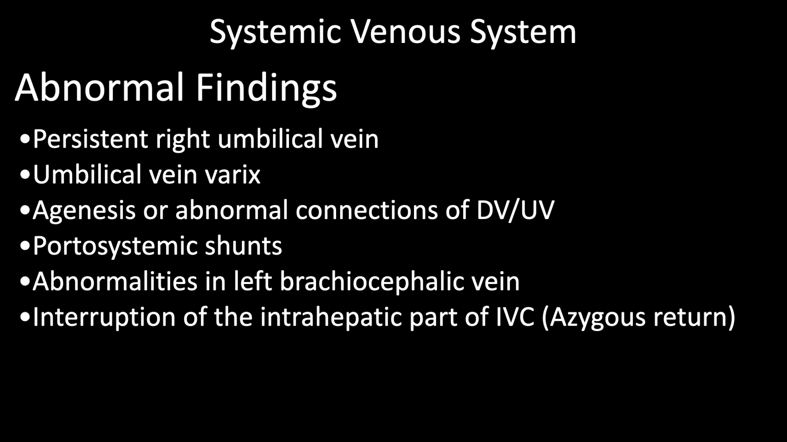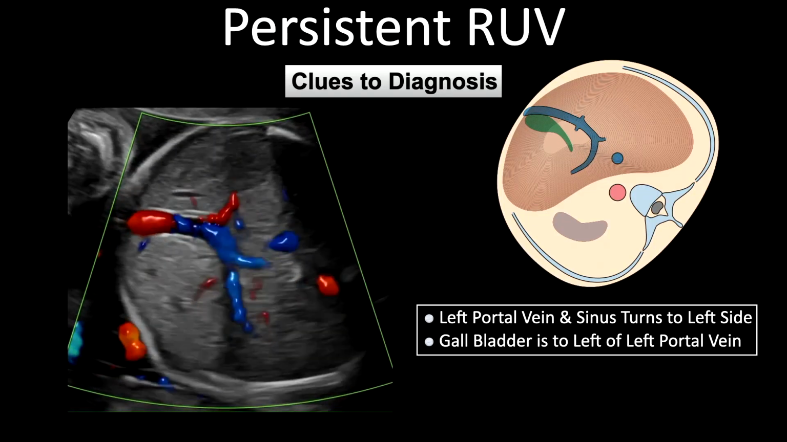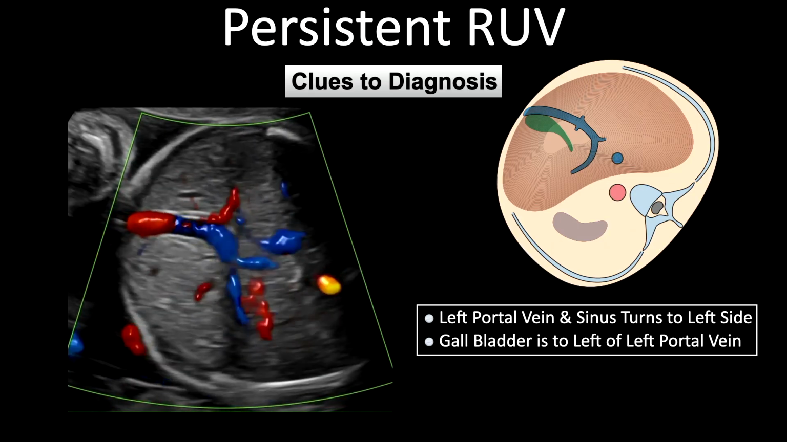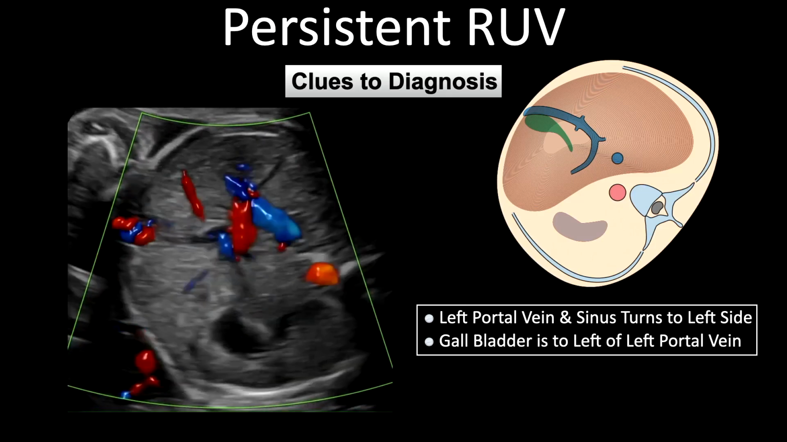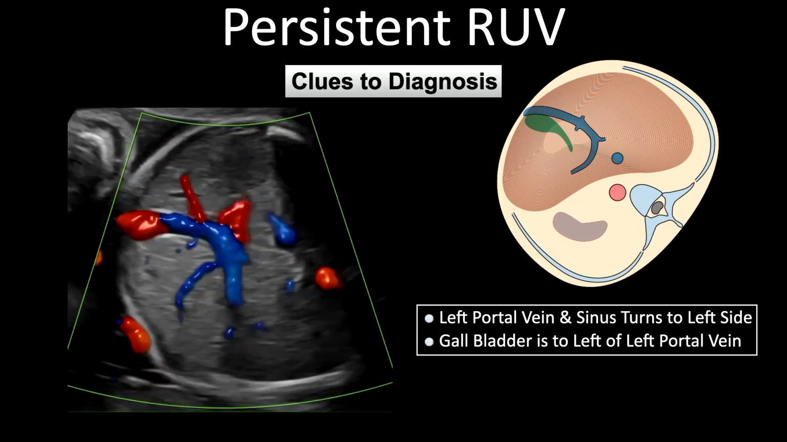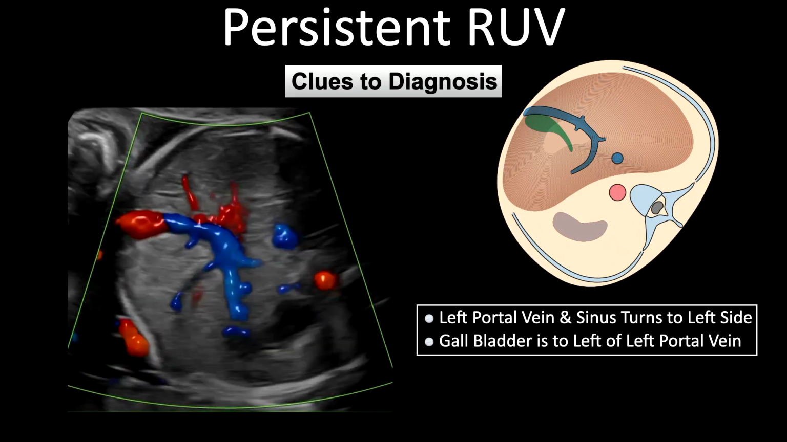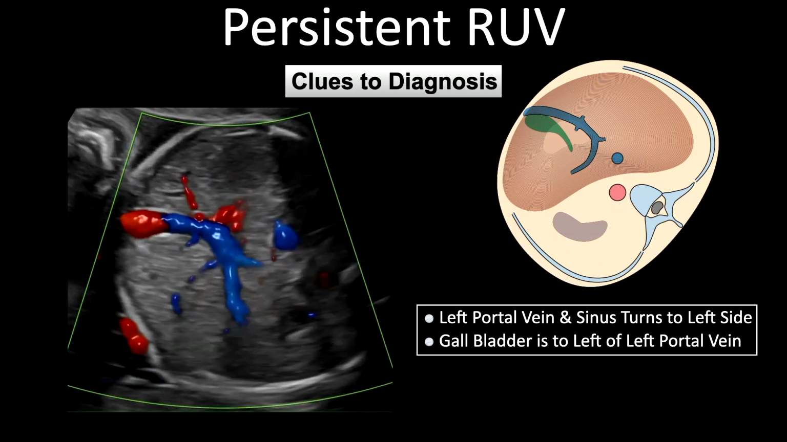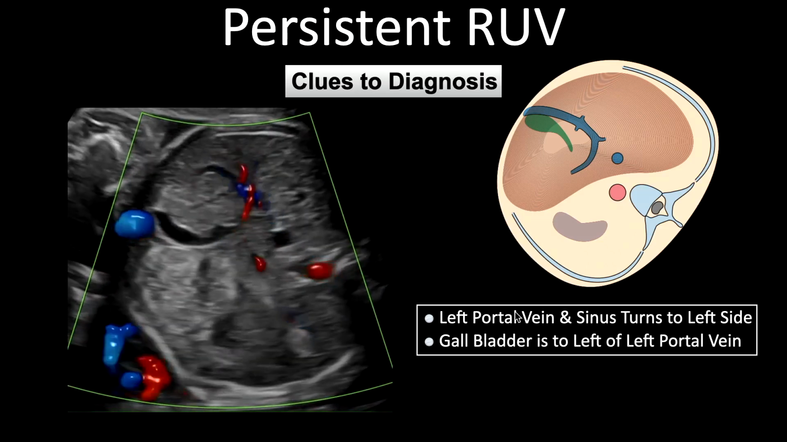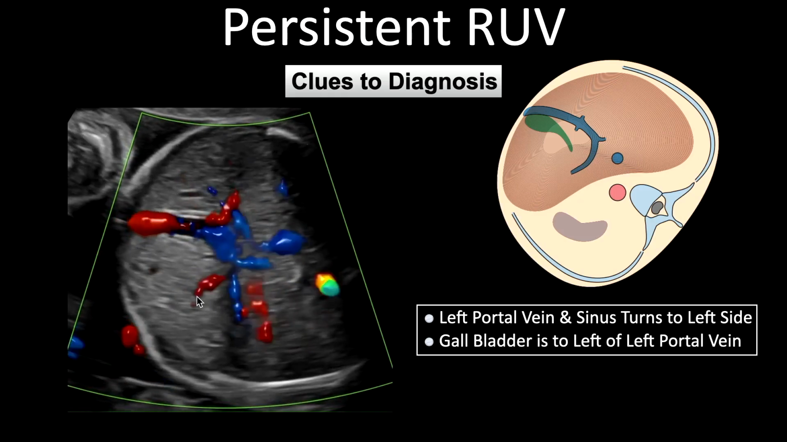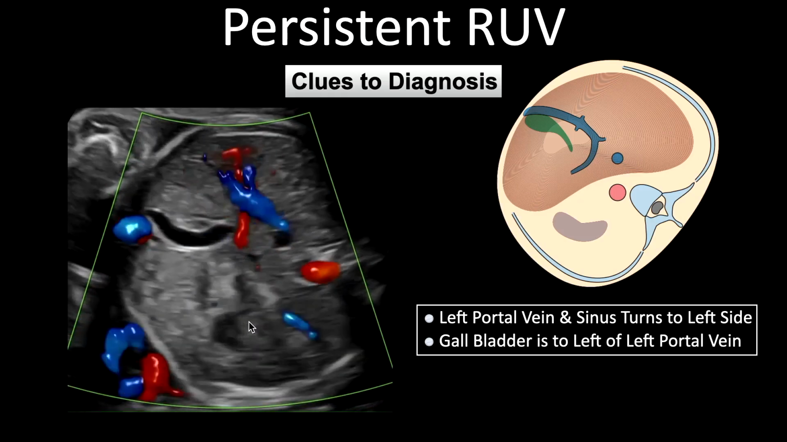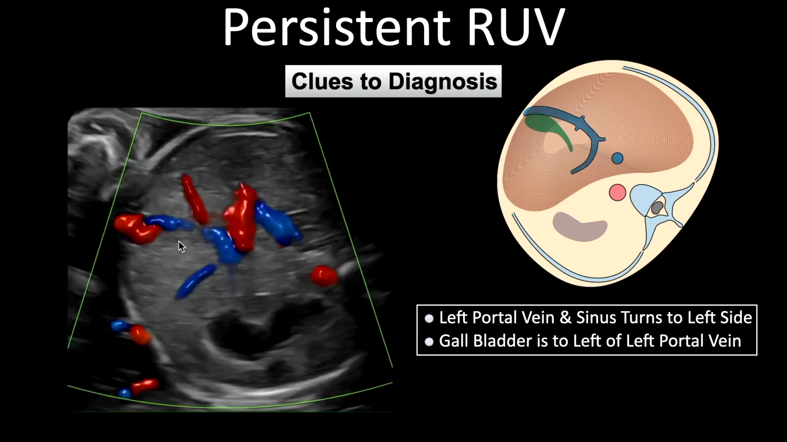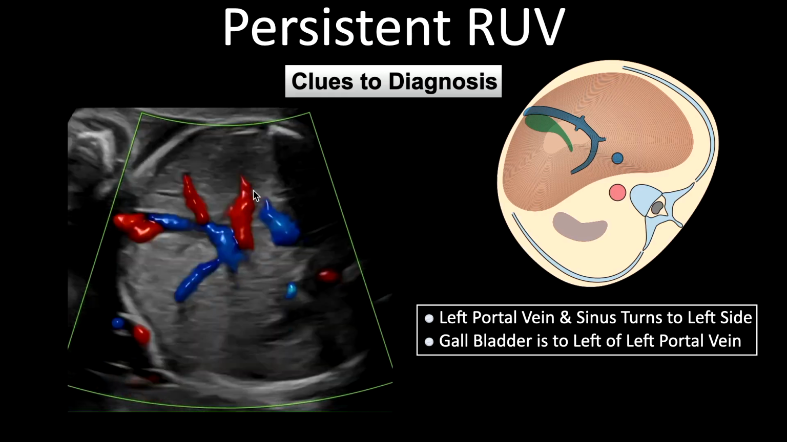Let me start with the first one, a persistent right umbilical vein. Remember when I said embryogenically we had right and left umbilical veins, and then the right umbilical vein disappears and we end up with the left umbilical vein? But it's very confusing because that left umbilical vein curves towards the right side as a portal sinus. So with a left portal vein and a sinus that turns to the left side, as you see right here, instead of turning to the right side, it turns towards the stomach, and the gallbladder is to the inside of that, as you see right here. So that's a persistent right umbilical vein.